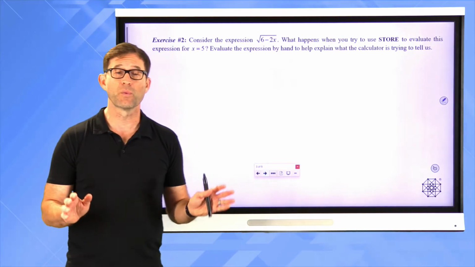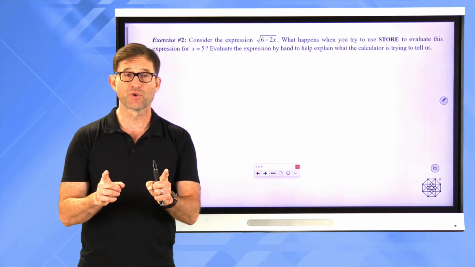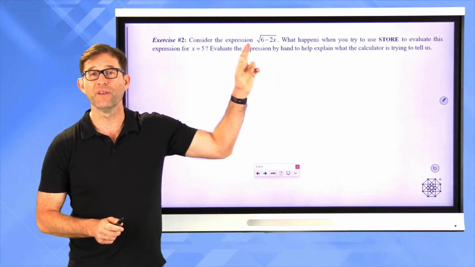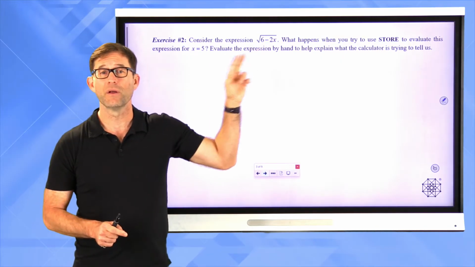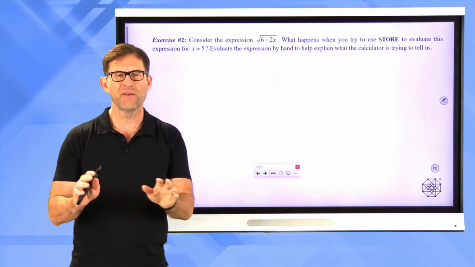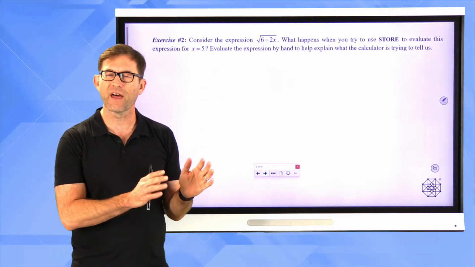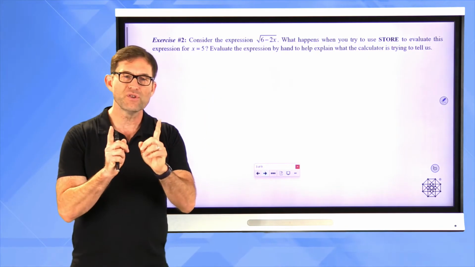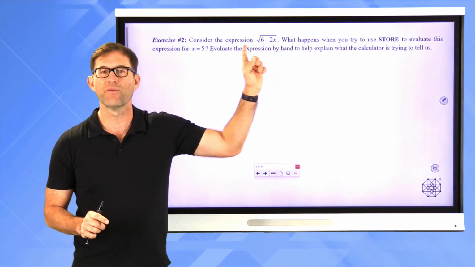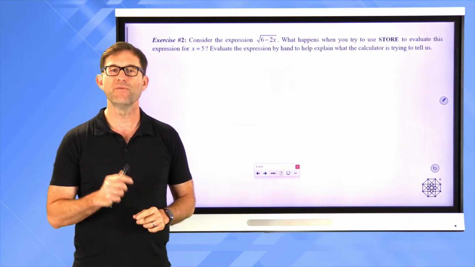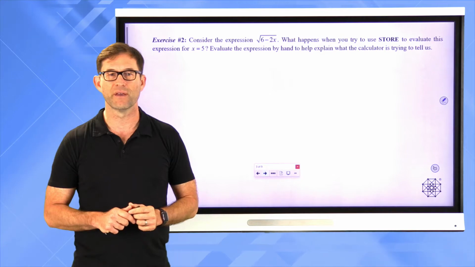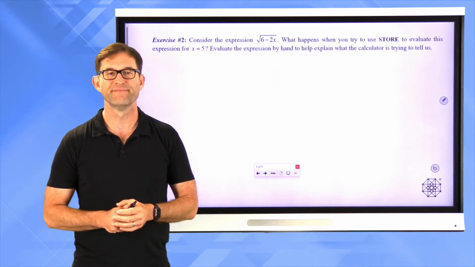All right, in other words, what I'd like you to do is use the store feature to try to evaluate this particular expression when x is equal to 5. It's going to give you something funky, but I want you to see that for yourself. And then once you do see that, I'd like you to try to evaluate it by hand to see if you can figure out what the calculator is trying to tell you. Pause the video now.